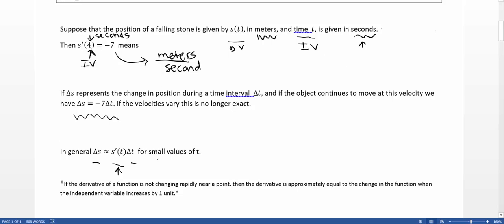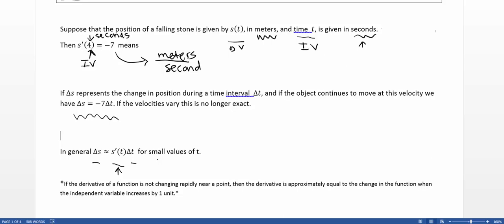Now, what we're trying to understand is that for a small change in time, if we multiply it by the rate at which we're falling, it will help us understand the change in position, or how much it changes. We're going to use this idea later on to be able to predict what's happening at different points on a function. Now, if the derivative of a function is not changing rapidly near a point, so if it's not doing anything extreme, it's not jumping or looping or doing anything crazy, then the derivative is approximately equal to the change in the function when the independent variable is increased by 1 unit.